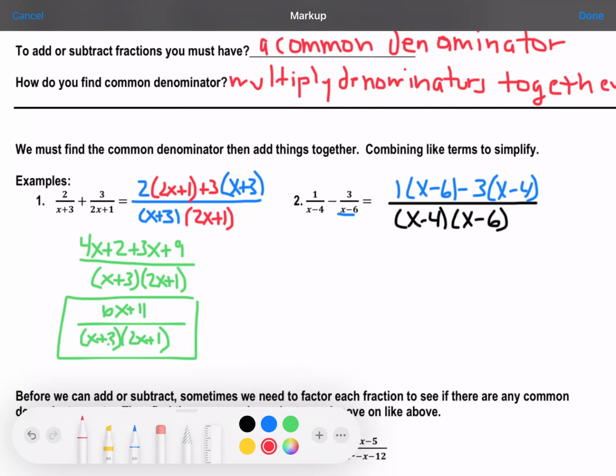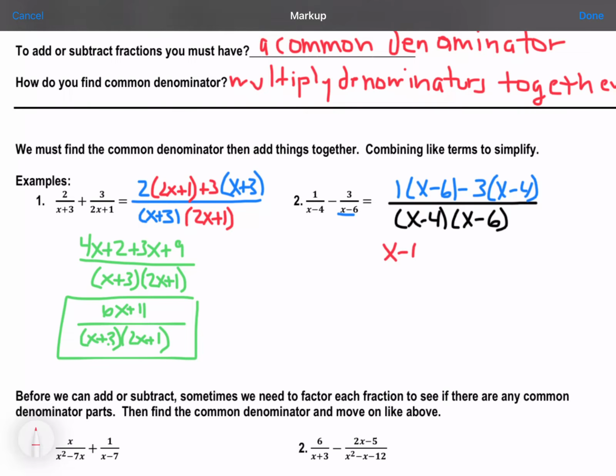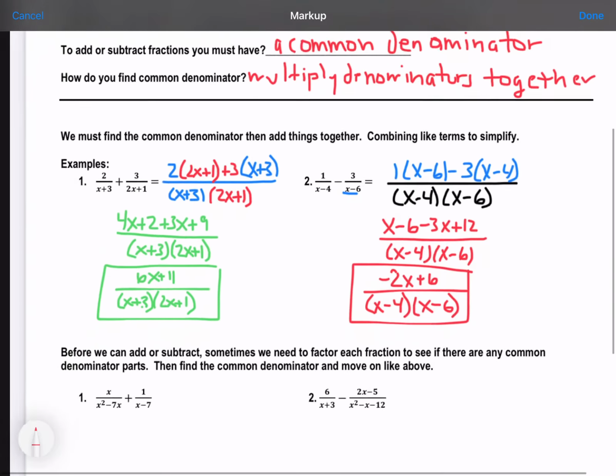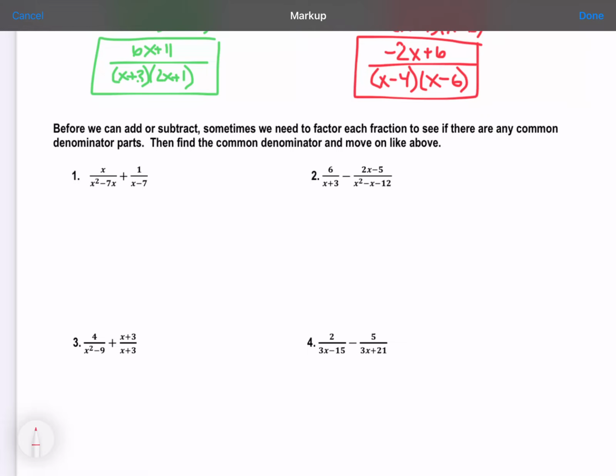And so then we can combine the top. So that's x minus 6 minus 3x plus 12 all over x minus 4 times x minus 6. So that becomes negative 2x plus 6 over x minus 4 times x minus 6 right here. Okay? Now, before we can add or subtract, sometimes we need to factor each fraction to see if there are any common denominator parts. Then find the common denominator and move on like above.